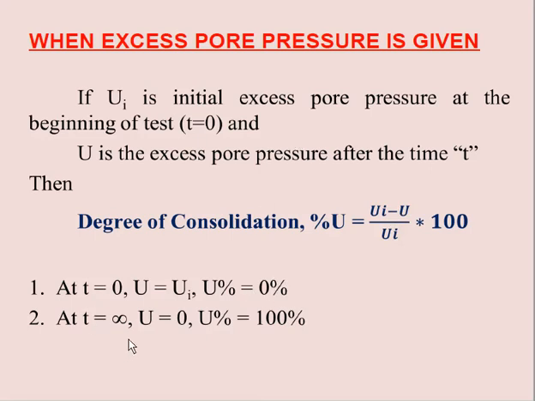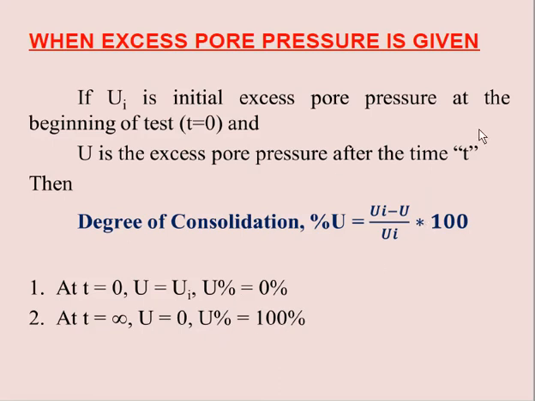In the second case, when t is equal to infinity, what will happen? All the water will be expelled out, so pore pressure will be equal to 0. Consolidation means expulsion of water from the voids. So by completing this consolidation, at infinite time, all the pore water will be expelled out, so pore water pressure will be equal to 0. So we can substitute here, ui minus 0 divided by ui. That means 1. So the degree of consolidation is 100%. So this equation is clear.